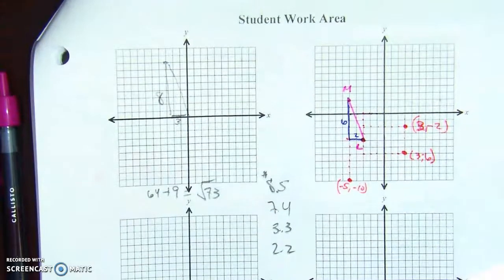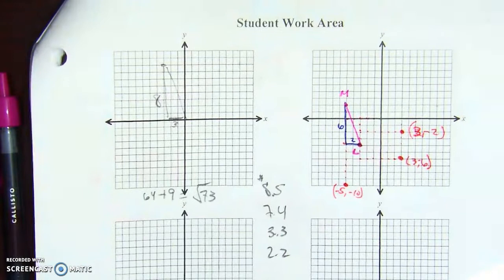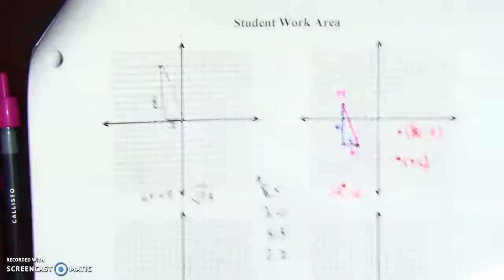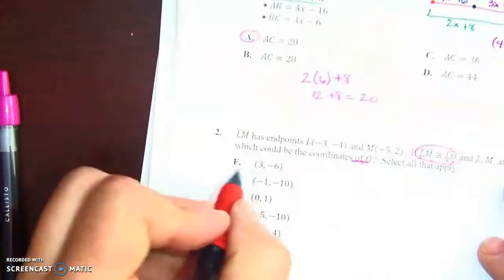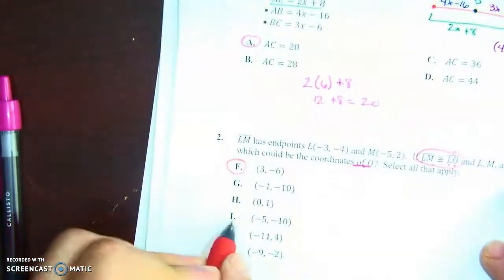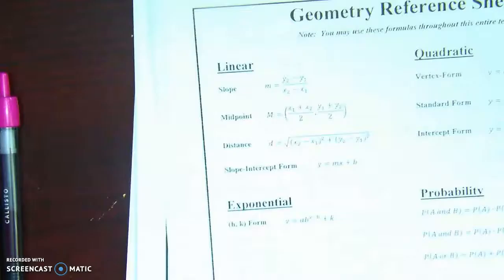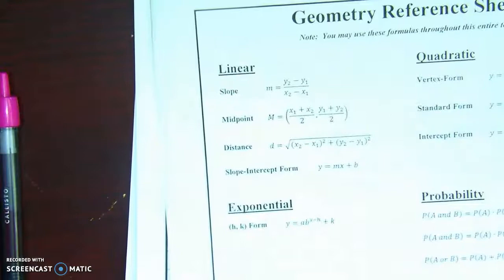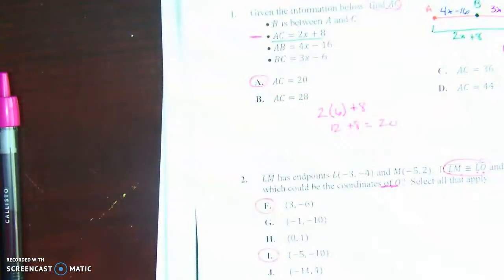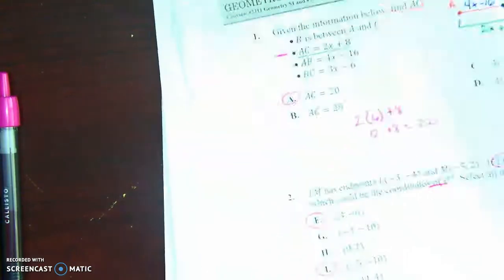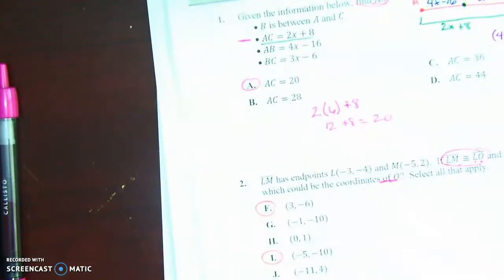So let's go back and look at our answers. So we have negative 5 and negative 10, 3 and negative 2, and 3 and negative 6. So let's go through these things here. Okay, here is 3, negative 6, negative 5, negative 10, and what was the other one that we needed? Let me look at my notes here real quick to see what we have. And then we have negative 9, negative 2. So there's something that I'm missing on this one too. So this one would be your other answer if we did that.